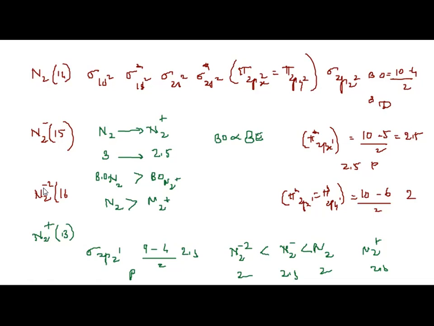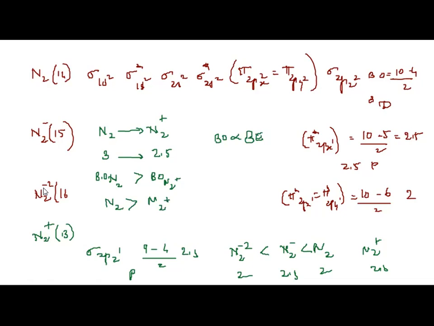But in N2 plus, if you see, there is an unpaired electron. So N2 plus is what? Paramagnetic. So which is wrong? N2 plus becomes diamagnetic. That is the wrong statement, because N2 plus is paramagnetic.